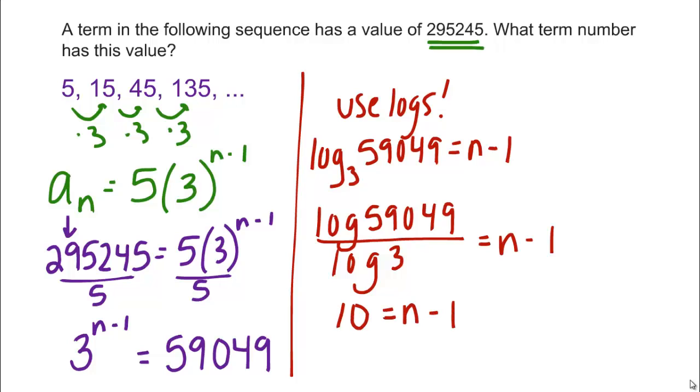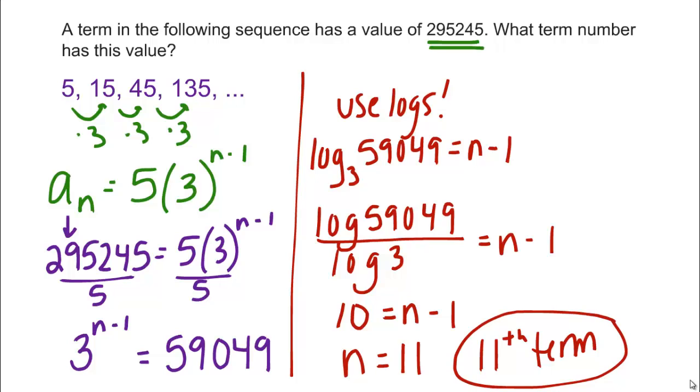Careful though, 10 is not our answer. 10 is equal to n minus 1. So we have to add 1 to both sides to get that n is equal to 11. Our 11th term in this sequence is 295,245. So our 11th term is really our answer.